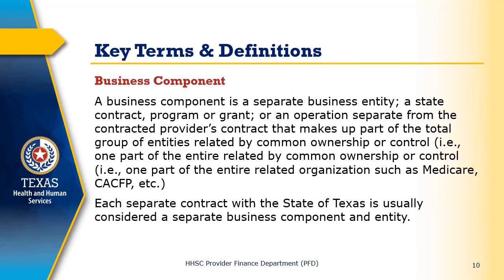A business component is defined as a distinct business entity, which may include state contracts, programs, or grants that operate independently from the main contracted provider's agreement. Each component is considered part of a larger system of entities that are connected through shared ownership or control. For example, programs such as Medicare and CACFP may represent different business components under one overarching organization. It is important to note that each separate contract with the state of Texas is typically regarded as its own distinct business component and entity. Understanding the structure of business components is crucial for managing regulatory policies effectively.